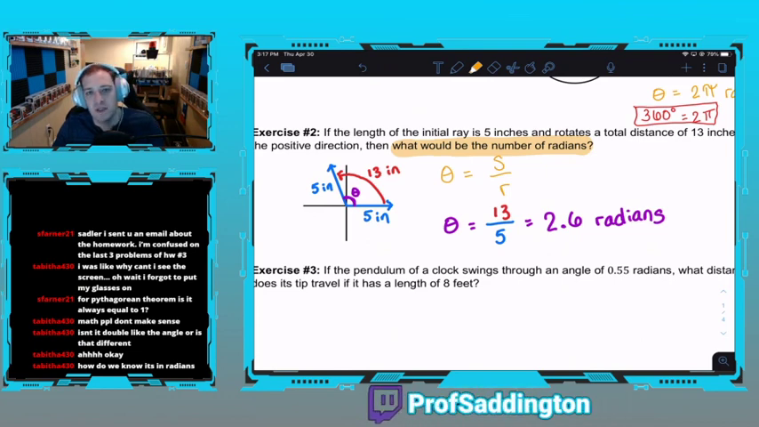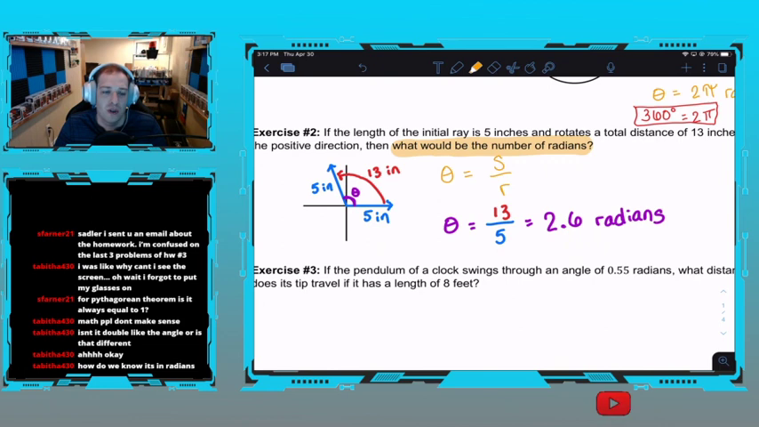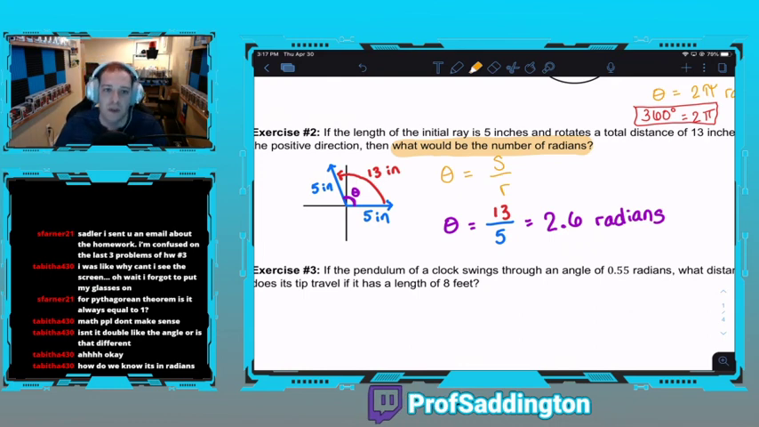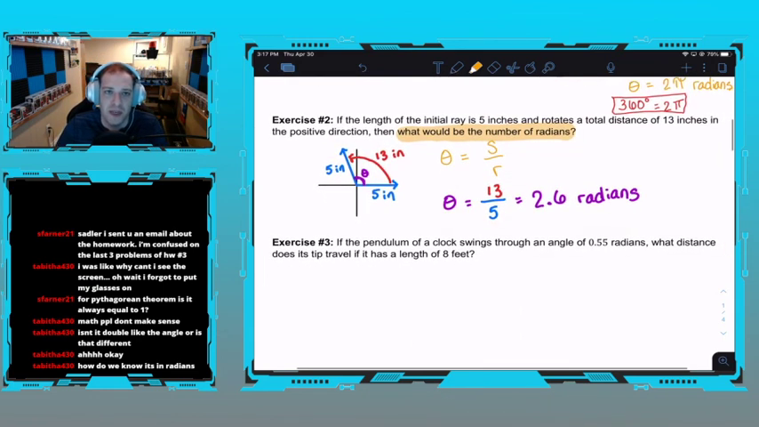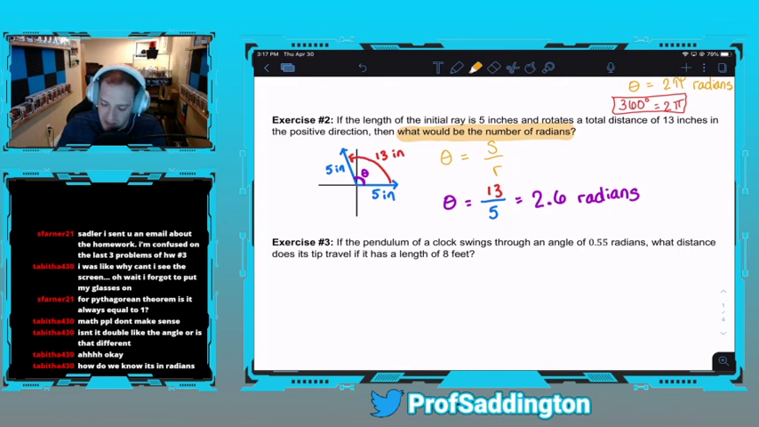A lot of times in math, especially when you start doing trig, the answer will always be in radians unless it says otherwise. If it tells you that it should be in degrees, then you have to make sure that you're solving it for degrees. But every time you use this formula, it will solve it in radians for you. So I'm going to do the same thing on exercise number 3, and that's all I got for today.